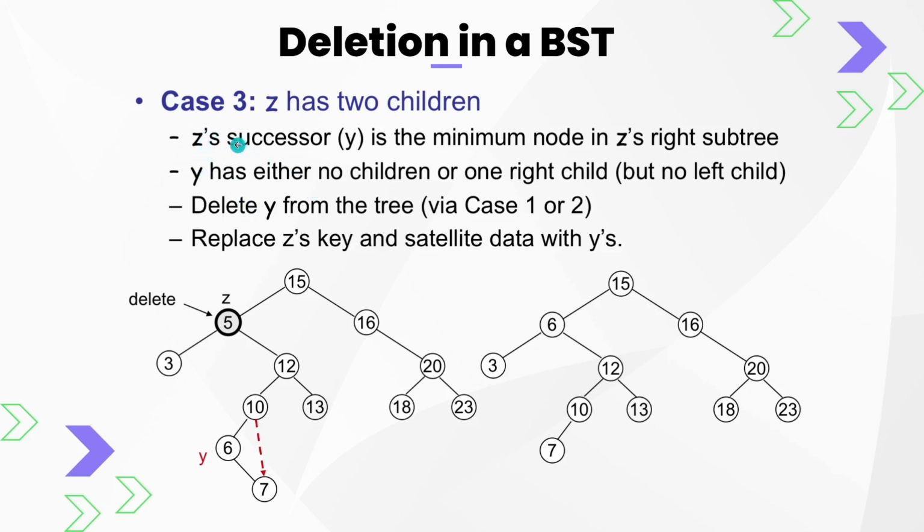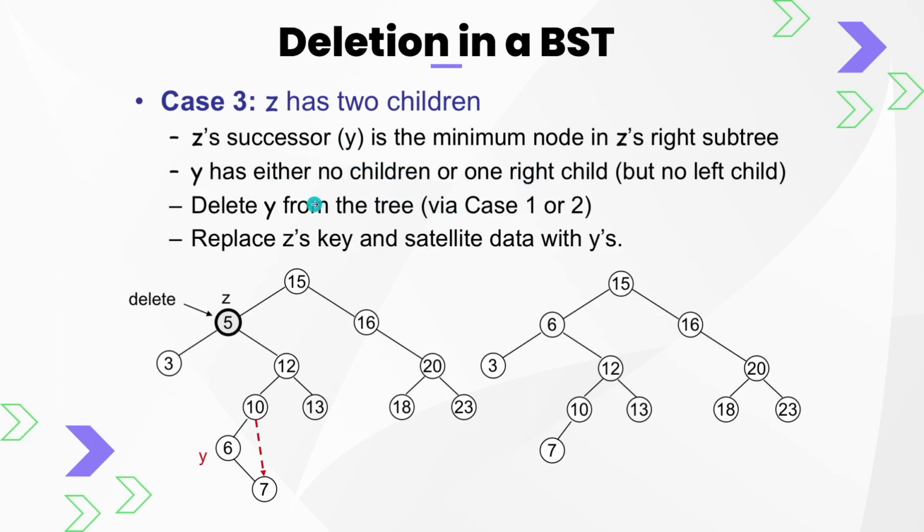And z's successor, let us call it y, and there are other things to be taken into consideration here: y can be either a node with no children or it could be a node with one child.